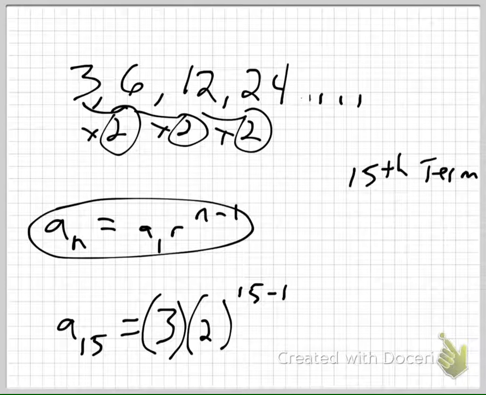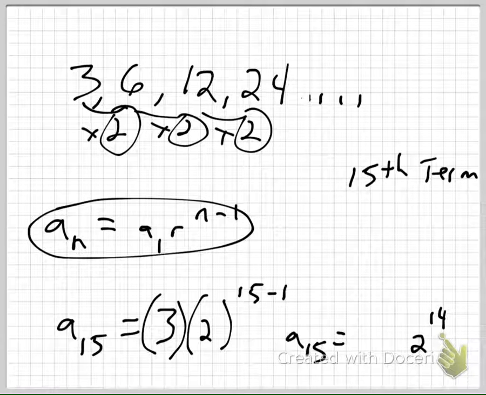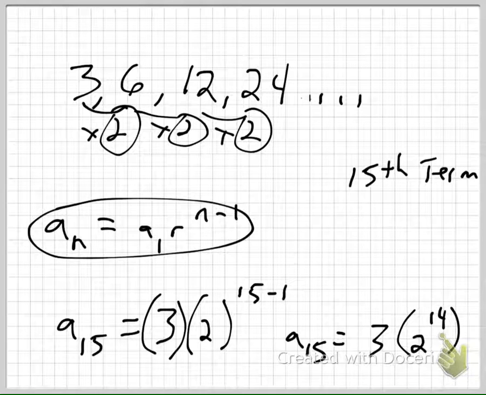Okay, so then let's do this. A15 equals, what is 15 minus 1? 14. So, what is 2 to the 14th power? Oh, that's such a mess. Right? You would use your calculator. Times 3. Do they not give them that quite so big? I say the 9th term. Yeah, it's a mess.